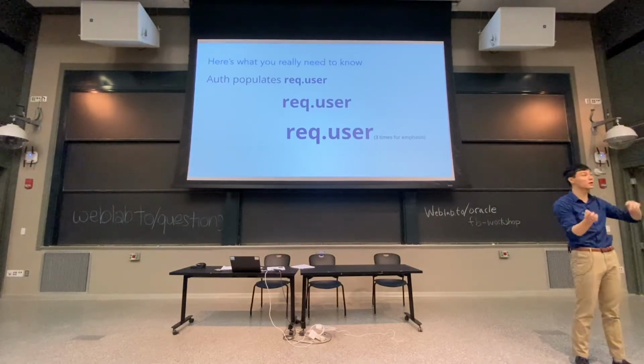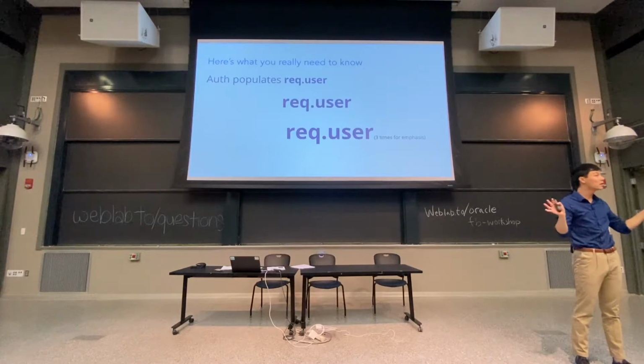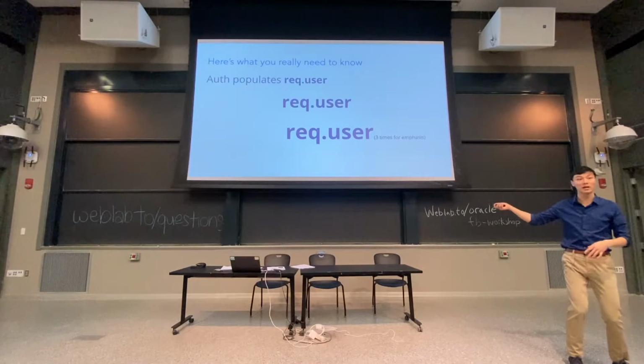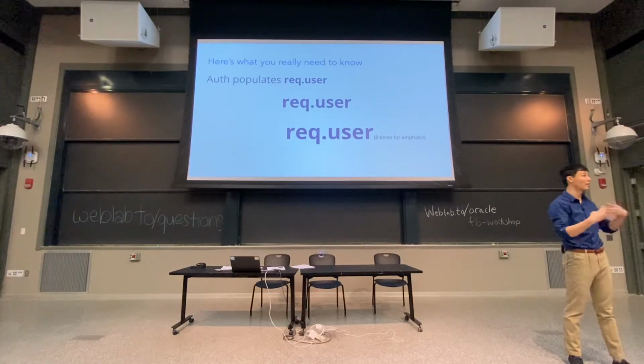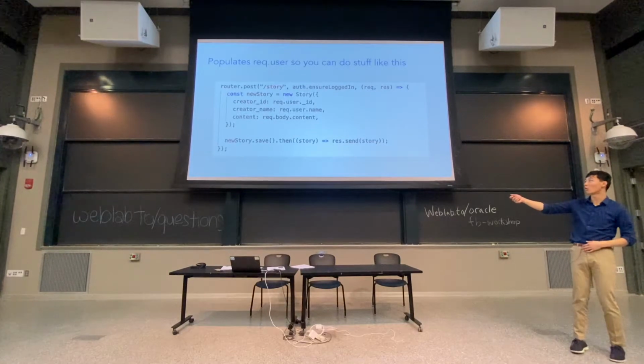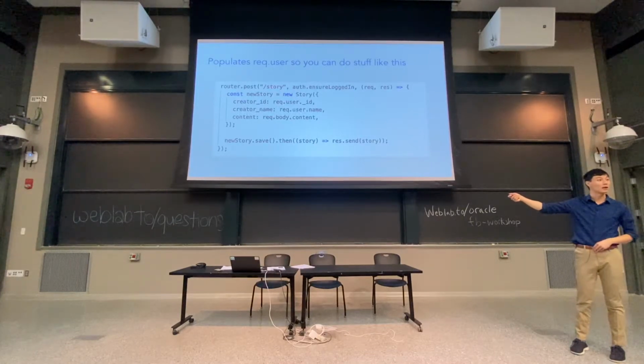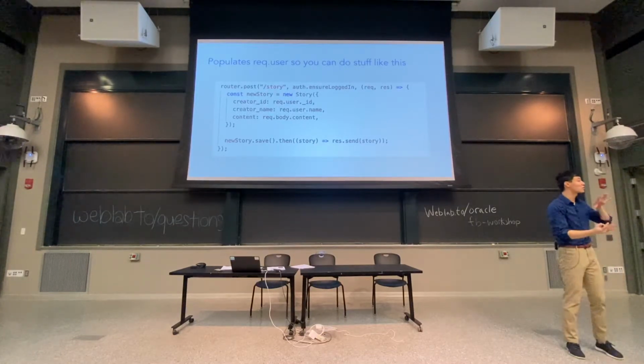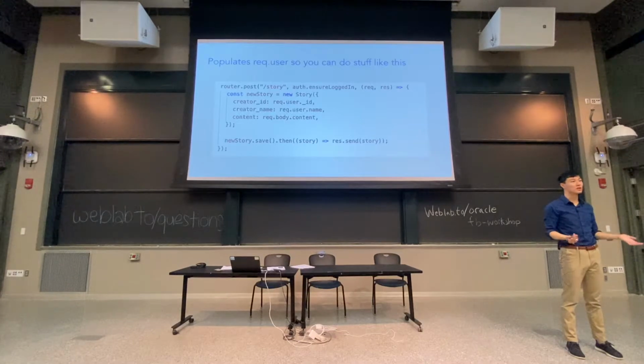So if you make a post request or get request and req.user is empty, that means you're not logged in. If you make a post request and your req.user is populated, it's populated with whoever you are, like your identity. So it allows us to do things like this. When we're posting a story, we can fill in a req.user and req.username and ID. So it just gives us access to this req.user object in our endpoints.